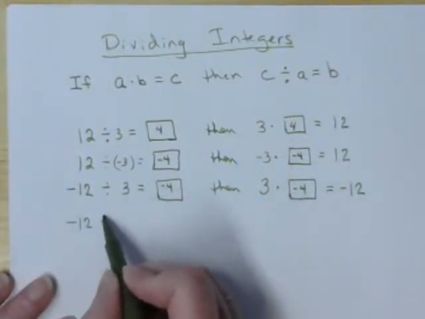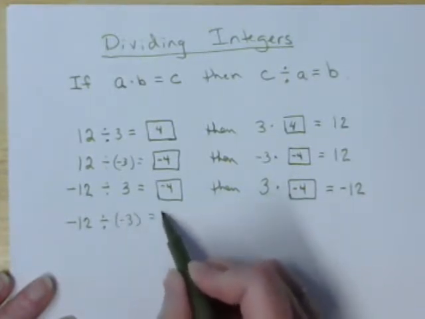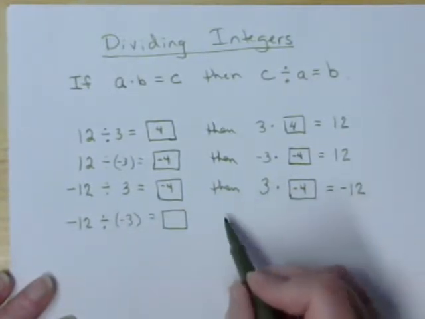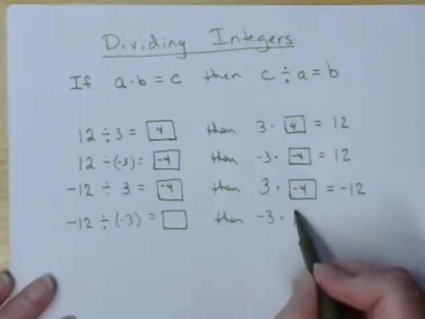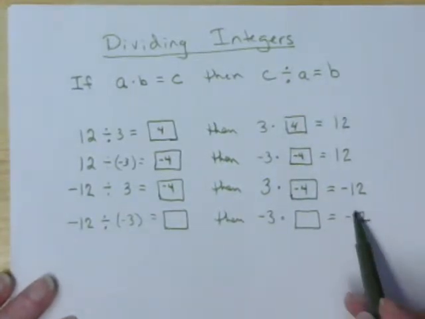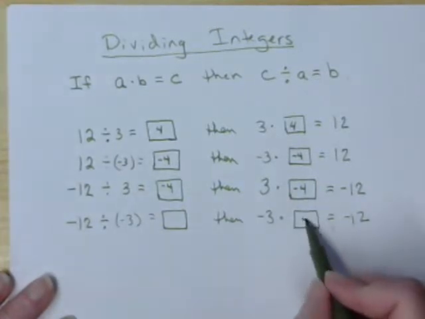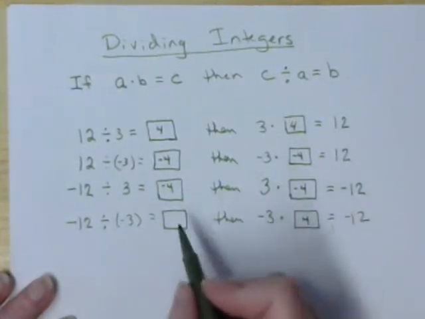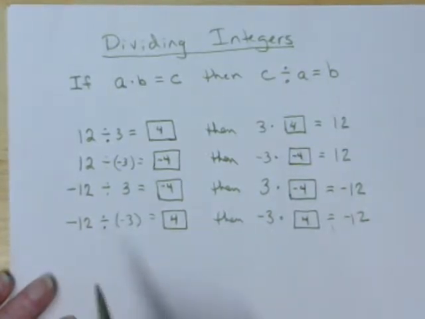And of course, that old pesky negative divided by a negative case is the last one we need to look at. If we rewrite it as a multiplication statement, here we've got a negative product. One of the factors is already negative, which means the other factor has to be positive. So negative 12 divided by negative 3 gives you a positive 4.